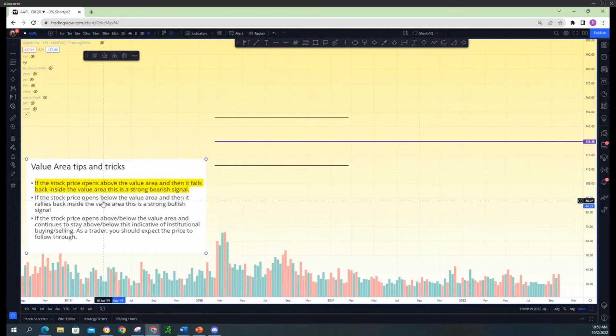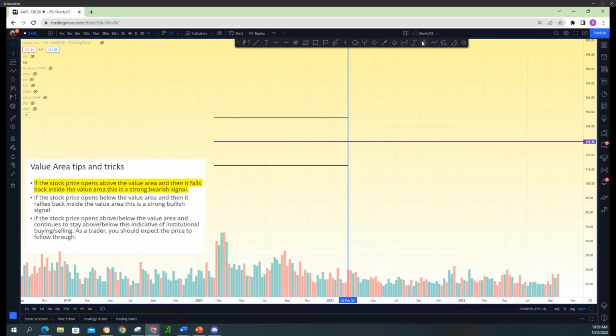If the stock price opens below the value area and then it rallies back inside the value area, it will look something like this. So this is the day over right here. This is our previous day data. Now we start a new day, right? And let's say we open here, and then you're making a little bit of higher lows. You get another rejection, and then you go inside.